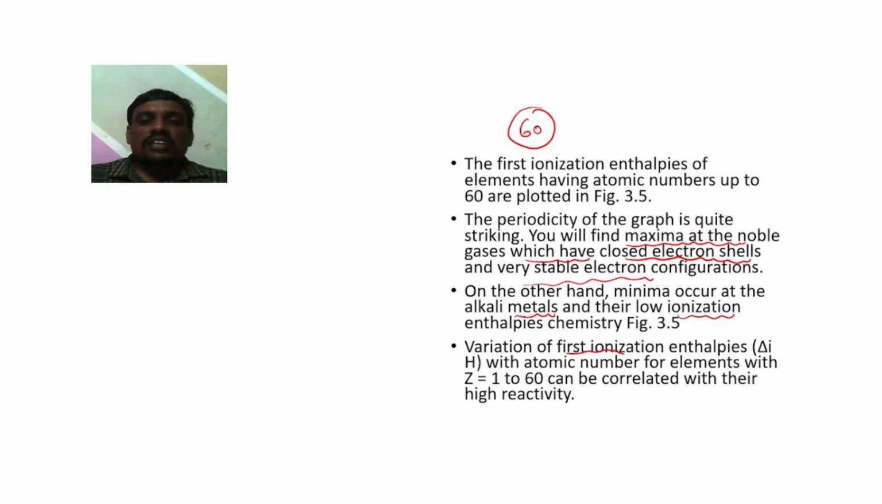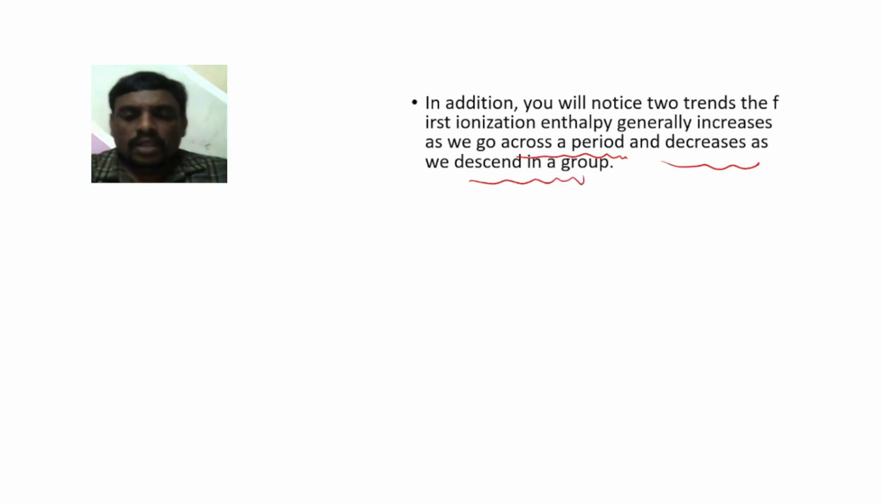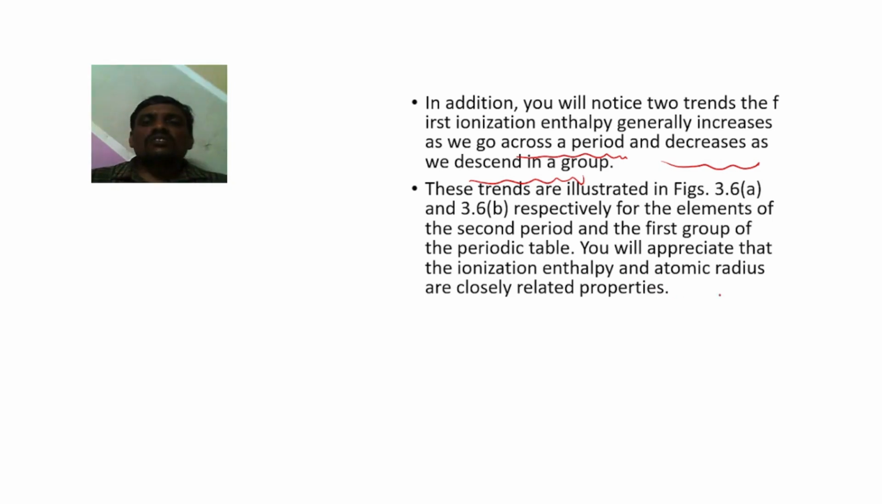The variation of first ionization enthalpy, delta IH, with atomic number that we have seen so far can be correlated with their high reactivity. In addition, you will notice two trends. The first ionization enthalpy generally increases as we go across a period and decreases as we descend in a group. These trends are illustrated in the graph figures respectively.